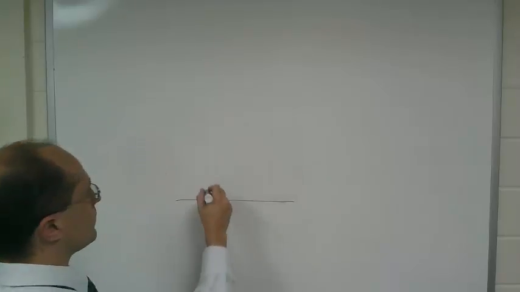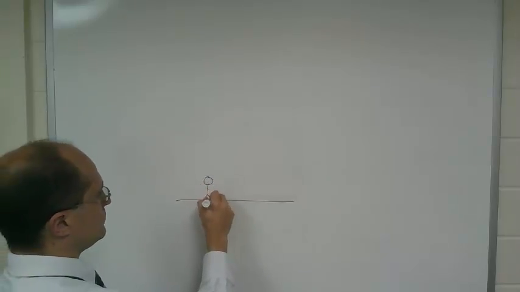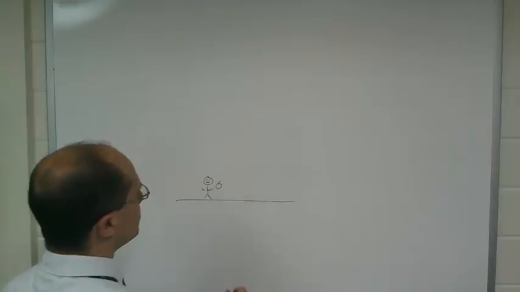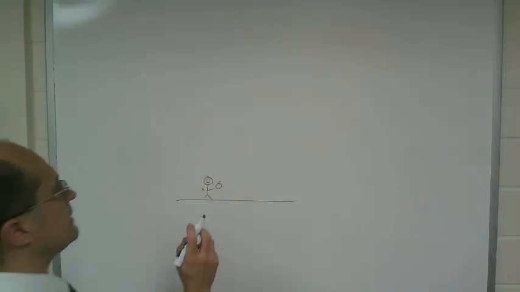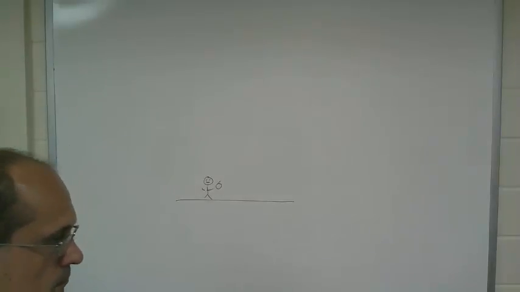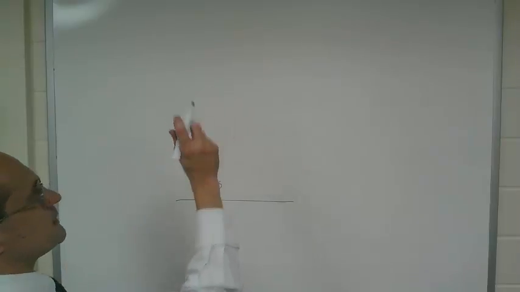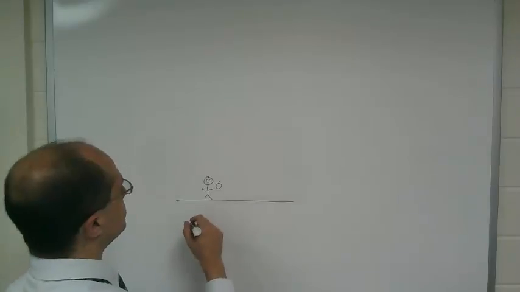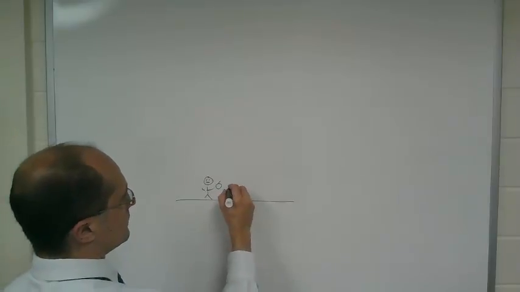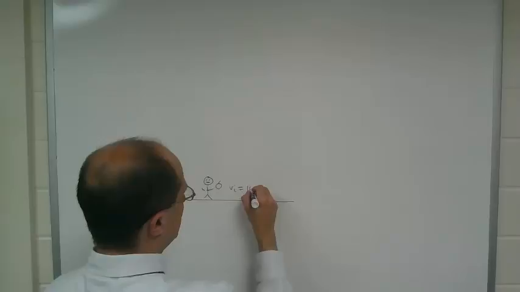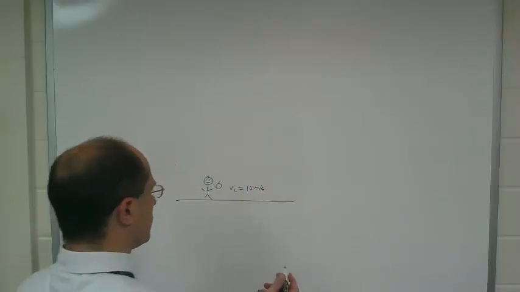In this problem, we're going to assume that we're standing on the ground. We're going to throw our apple straight up into the air. It'll have no side-to-side motion. We're just going to throw our apple straight up into the air with an initial velocity of, let's say, 10 meters per second.